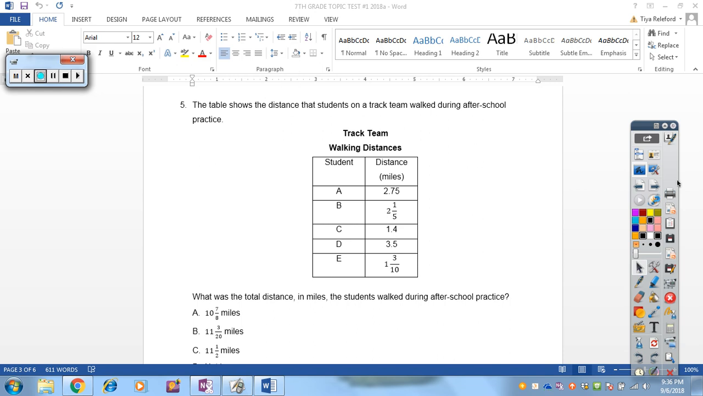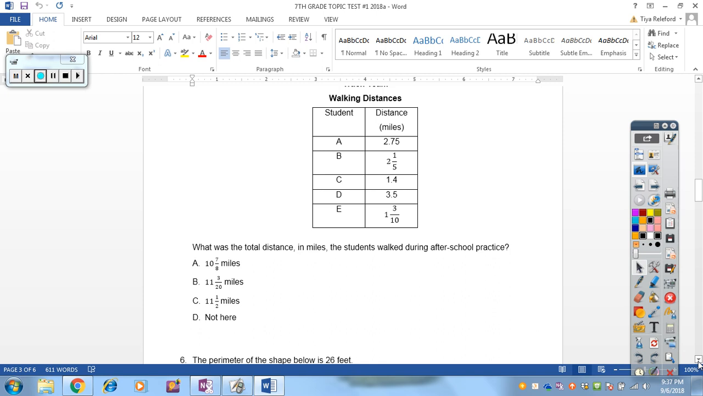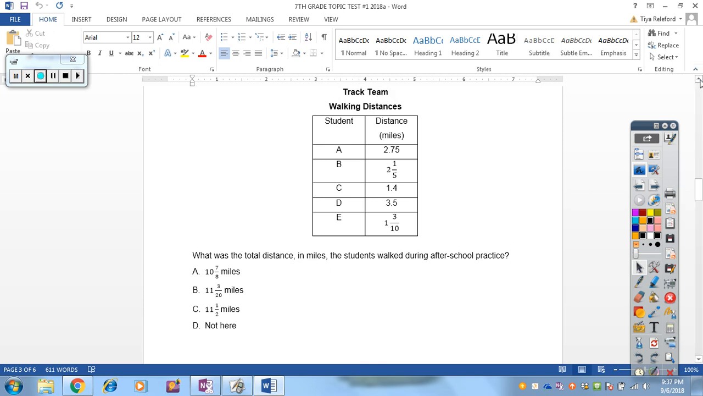All right, number 5 says the table shows the distance that students on a track team walked during after-school practice. So now I'm going to scroll up just so I can see. Don't skip reading the stuff at the beginning of the problem. Sometimes that has information in it. The question says, what is the total distance the students walked during after-school practice?